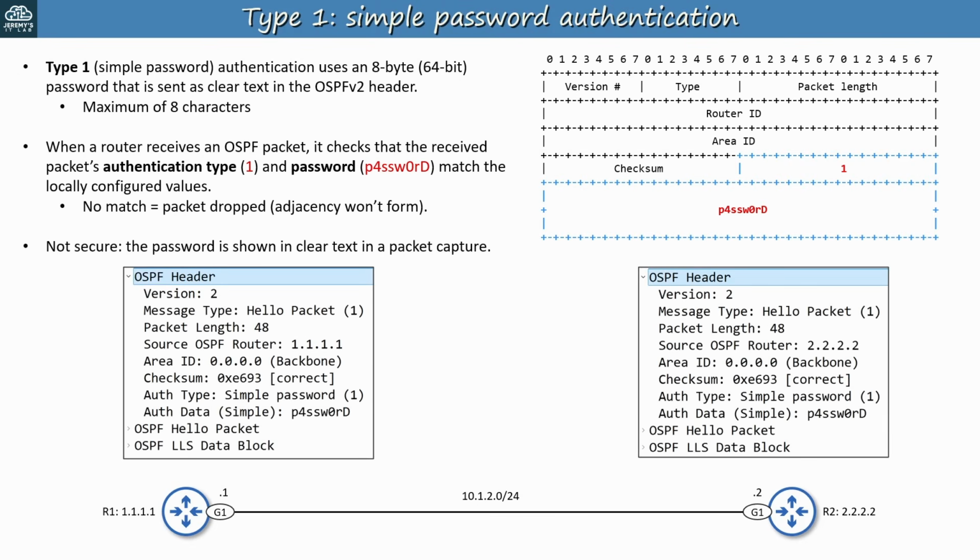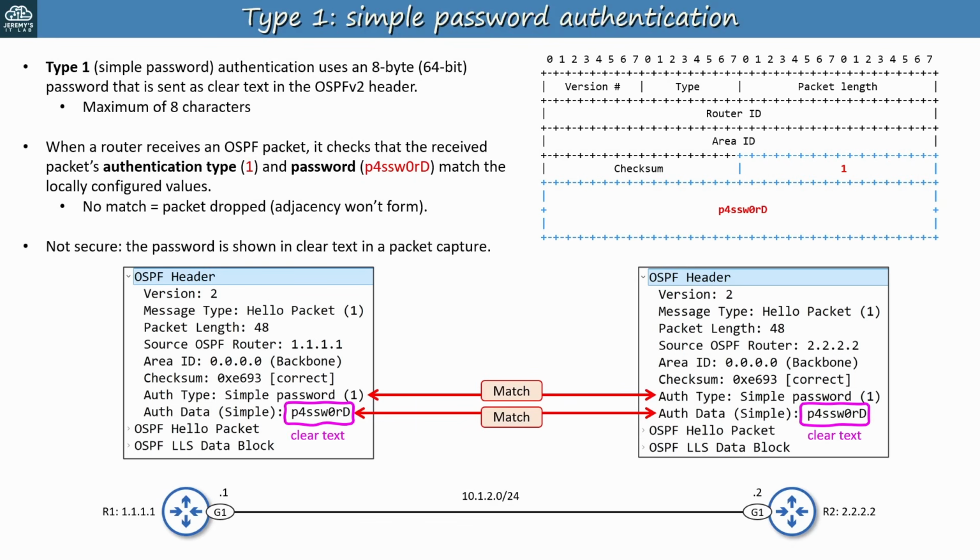Here are a couple of packet captures of hello packets from R1 and R2. Both are using type 1 authentication, and both have the same password configured, so they will accept each other's packets. But you can see the password right here in clear text. If an attacker is able to get a capture of these packets, he can learn the password, which means this isn't a very good form of authentication.